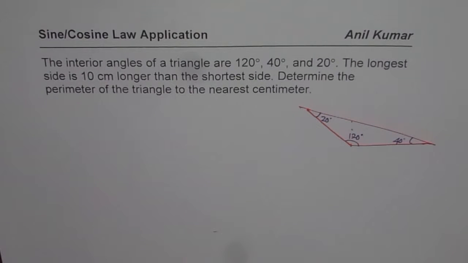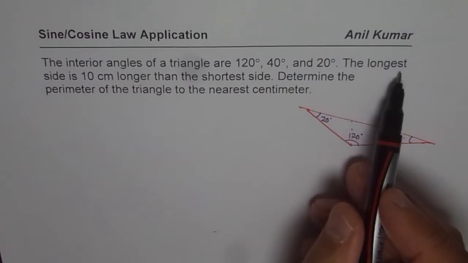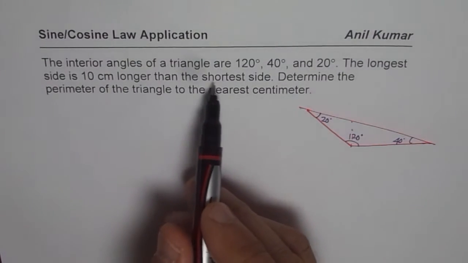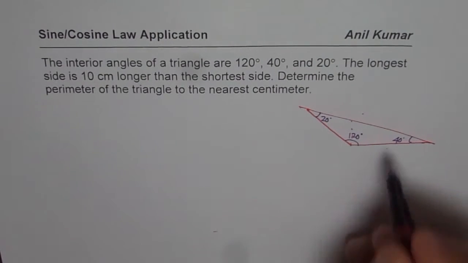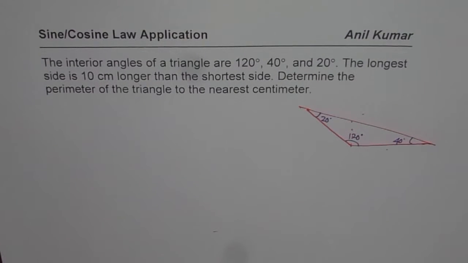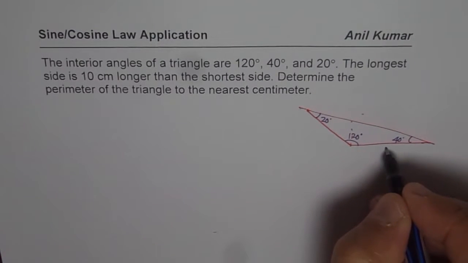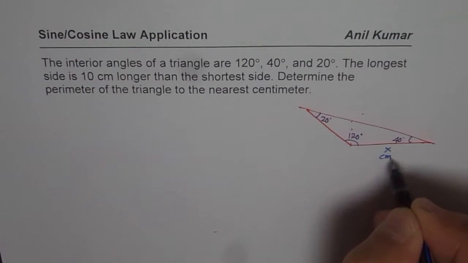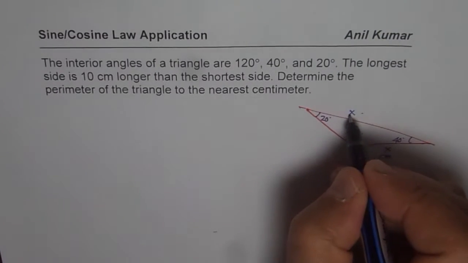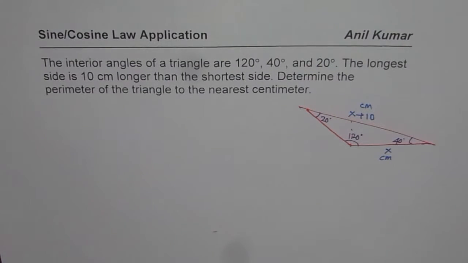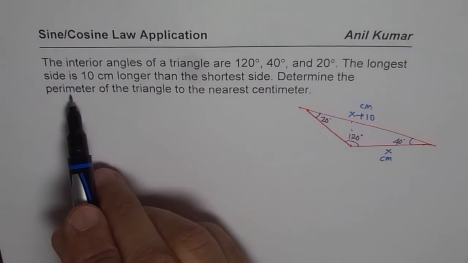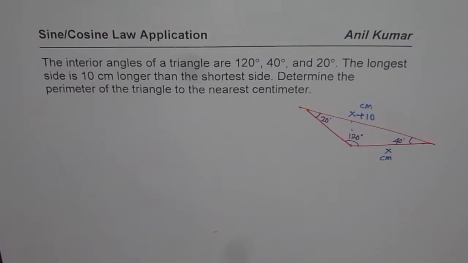Now in this case, we are given that the longest side is 10 centimeters longer than the shortest. Longest side is this one, shortest is opposite 20 degrees. That is the shortest side, right? So let us assume that the shortest side is x centimeters. Then the longest will be x plus 10 centimeters. Now we need to find the perimeter. You can find the perimeter only after finding all the three sides, right?